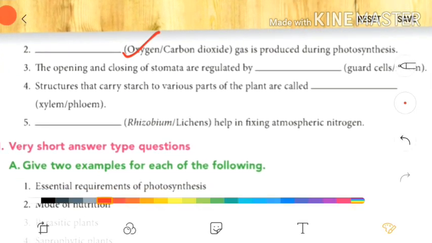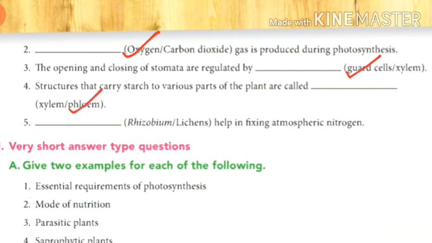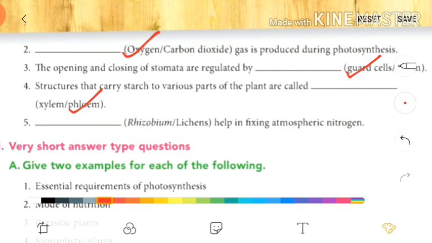Now third one, the opening and closing of stomata are regulated by guard cells. Fourth one, structures that carry food to various parts of the plant. So this is called as phloem, right? And xylem is the one which absorbs nutrients and water from the root. And in phloem, prepared food will be transported.